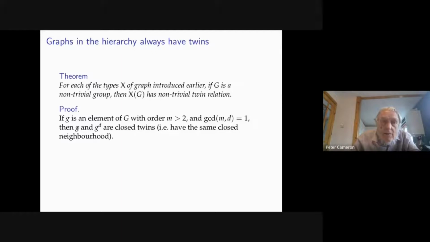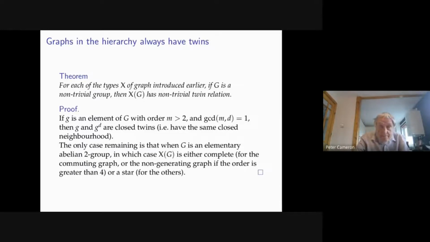Now, anything that commutes with g also commutes with g to the d, so the commuting graph also works. Also, if g together with an element x generate the group, then g to the d together with x generate the group. So this is also true for the generating graph. So for all of our types of graph in the hierarchy, if there's an element of order bigger than 2, then you will find closed twins.